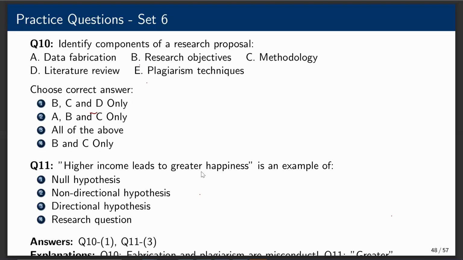Higher income leads to greater happiness is an example of which type of hypothesis? Null hypothesis, non-directional hypothesis, directional hypothesis. Because it is saying directly there is a positive relationship, it is a directional hypothesis. Okay?